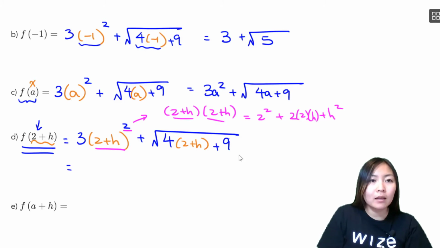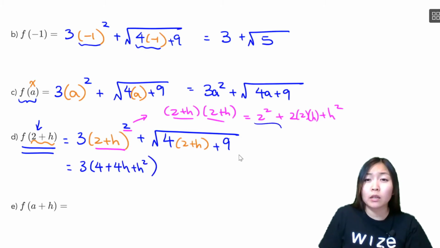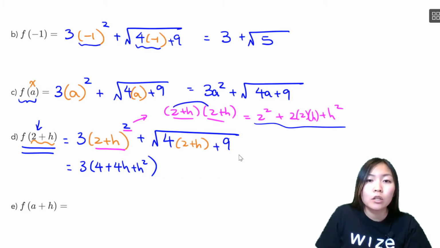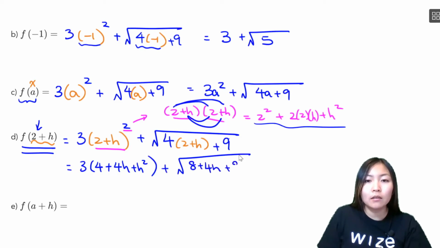So expanding this guy, I get a 3 times, I'm going to use my shortcut for the perfect square. So it becomes a 4 plus 4h plus h squared. Again, if you don't like the shortcut, you're like, my brain has too much to memorize already from all my subjects, just expand this out. 2 times 2, 2 times h times 2, h times h, and then you just have to simplify a little bit. Okay, underneath the square root, we have an 8 plus 4h plus 9.